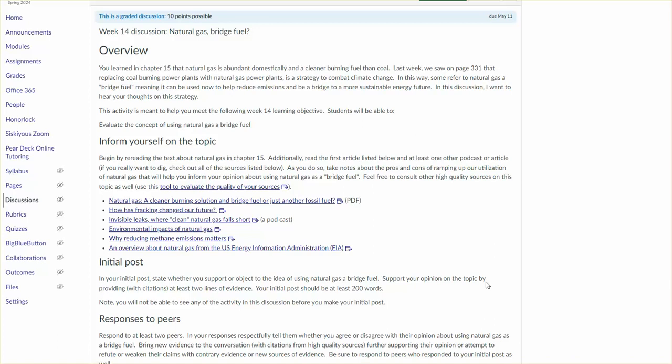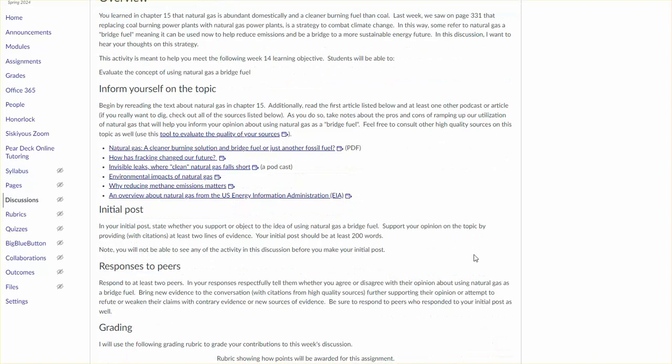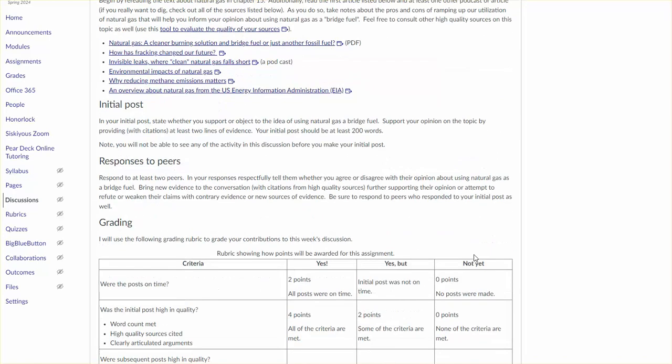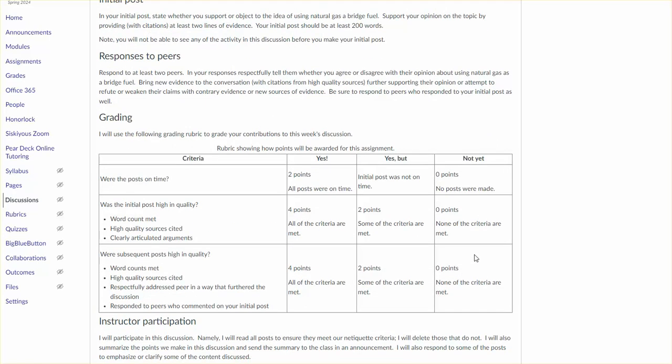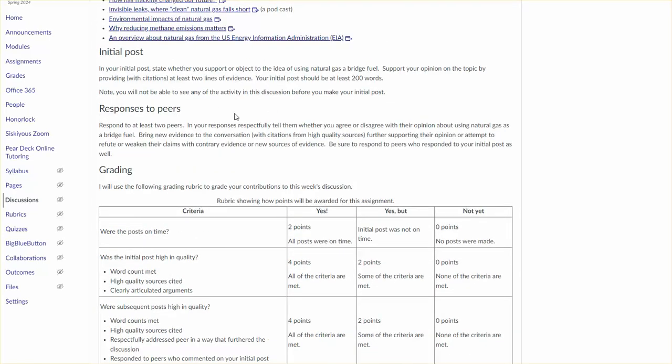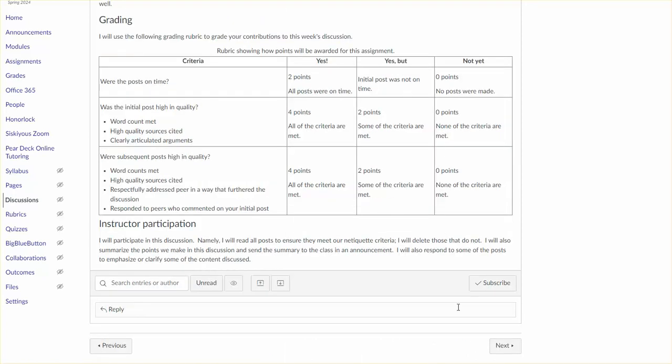So that's this concept. I have a bunch of different resources here, and I'm sure you can find others to inform yourself about this idea, and then follow these directions to create an initial post that you contribute by Wednesday at the end of the day, and then be sure to respond to your peers by the end of the day on Saturday.